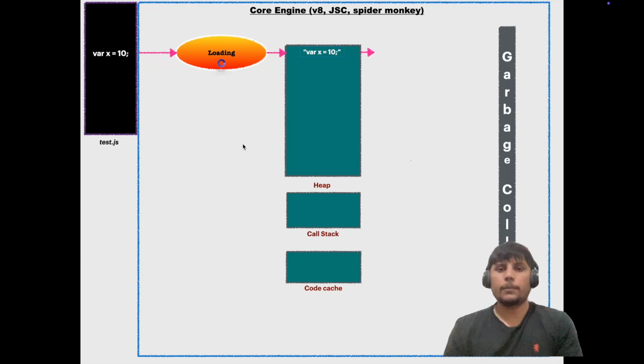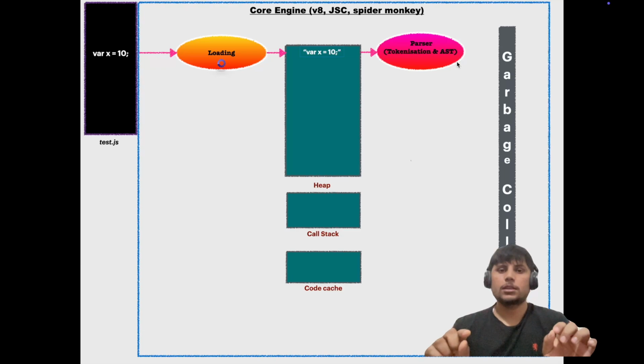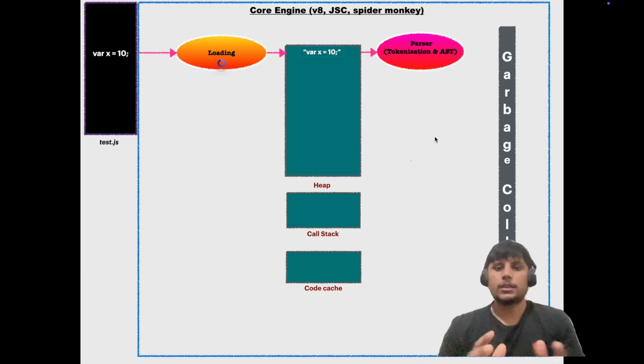In the next step, the parser comes into play. So here you can see the parser does the tokenization of this code. It will split your code into the keywords, the variables and the operators. So here after the tokenization, it generates an AST, abstract syntax tree, which validates your tokens. Then let's understand the parser in detail.